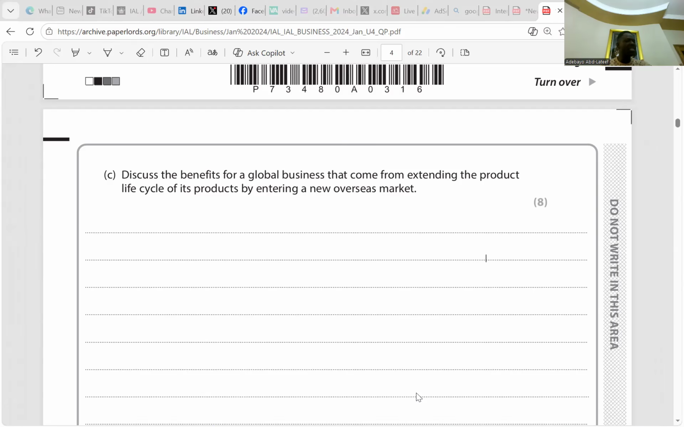So here I wrote, extending the product life cycle simply implies that the business is able to prevent its product from declining, therefore able to sell successfully. That is extending your product life cycle. And one way to extend the product life cycle is to sell in a new market. Existing product in a new market. And that is the question here. So for extension strategy, in this situation means the business is able to enter a new market where the product is not yet known.